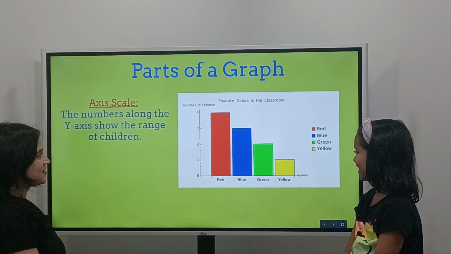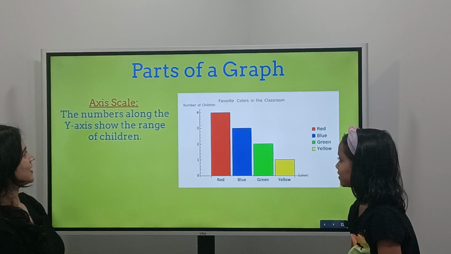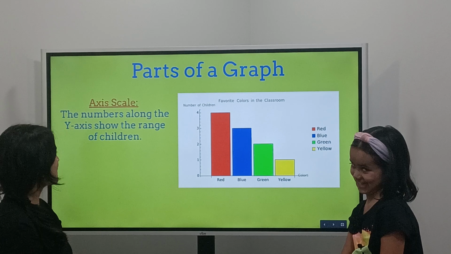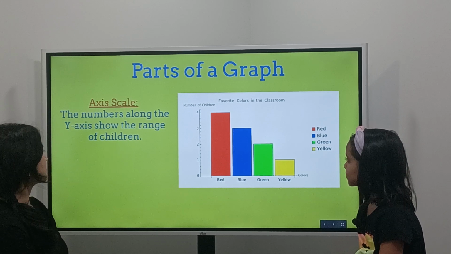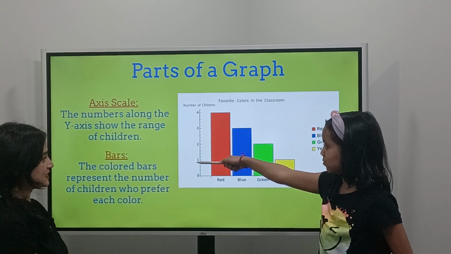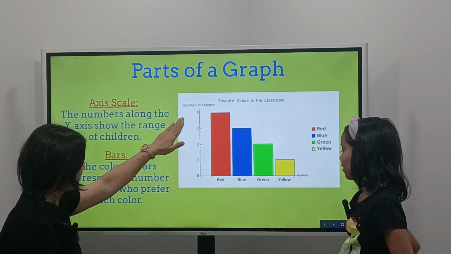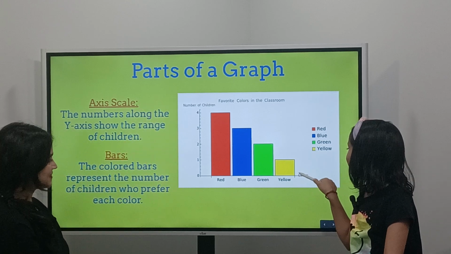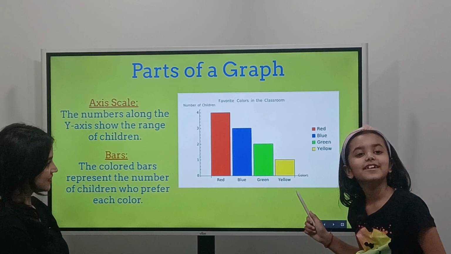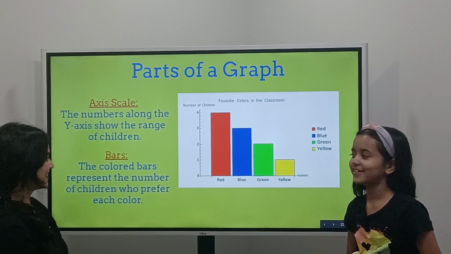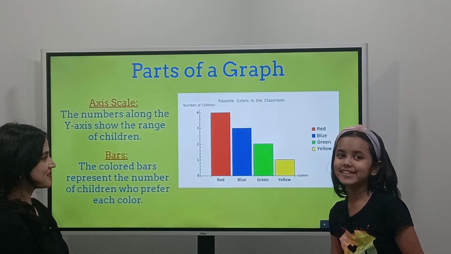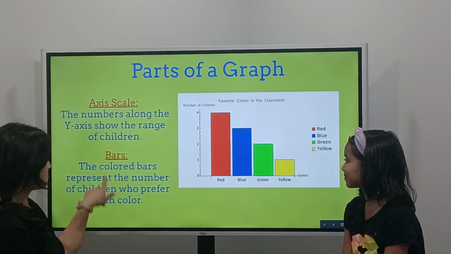Axis scale. What is that? The numbers along the y-axis show the range of children. Right here. 4, 3, 2, 1, 0. That's the range. I wish there was one that said purple, and then they would say nothing. That would be a better graph. Okay. So what else, Lena? What else does a graph have?